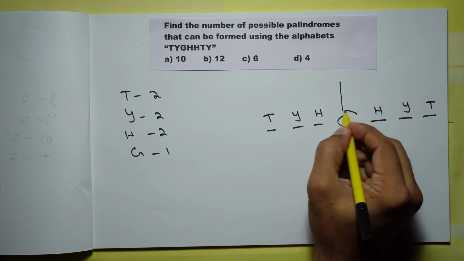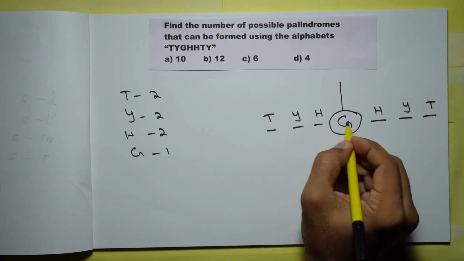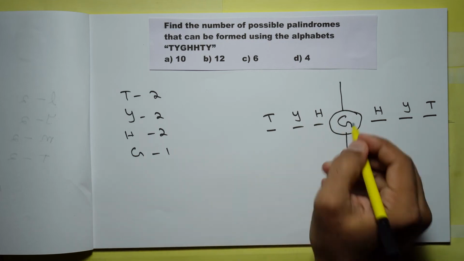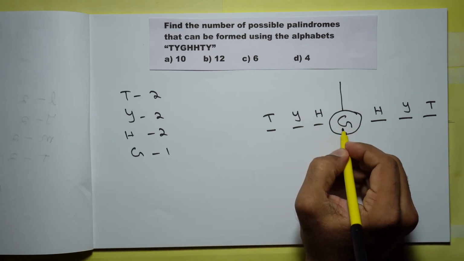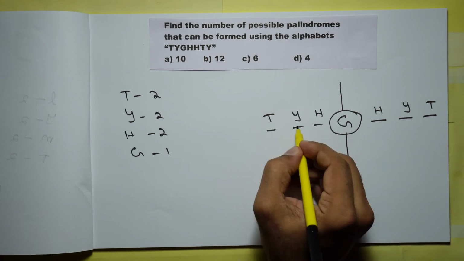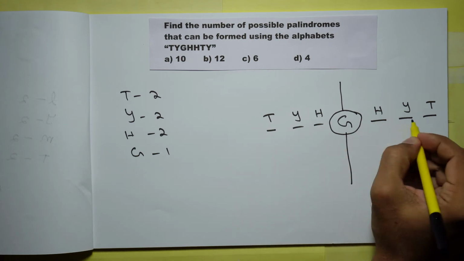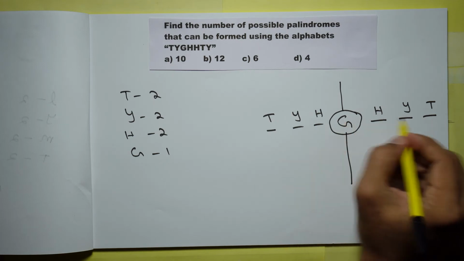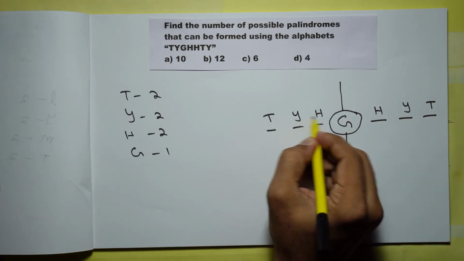And compulsorily this G has to be fixed. This G cannot be moved because you have an odd number of G's. So G should be at the middle. And these 3 spaces can be filled in any order, and these 3 spaces will be automatically determined so that it becomes a palindrome. So 3 alphabets are there.